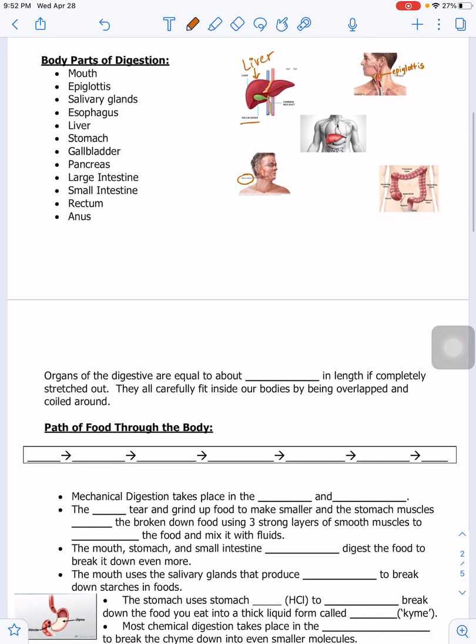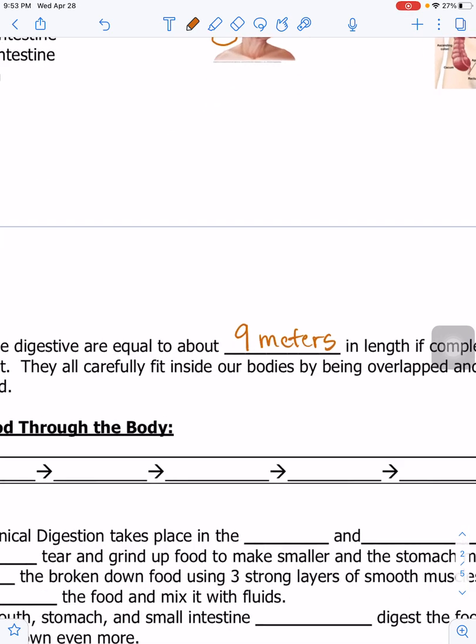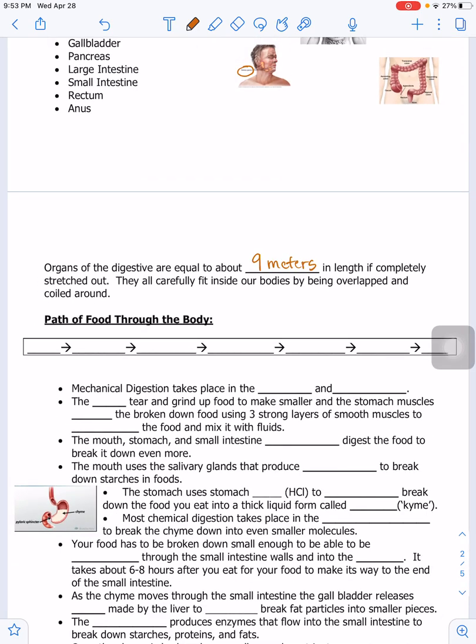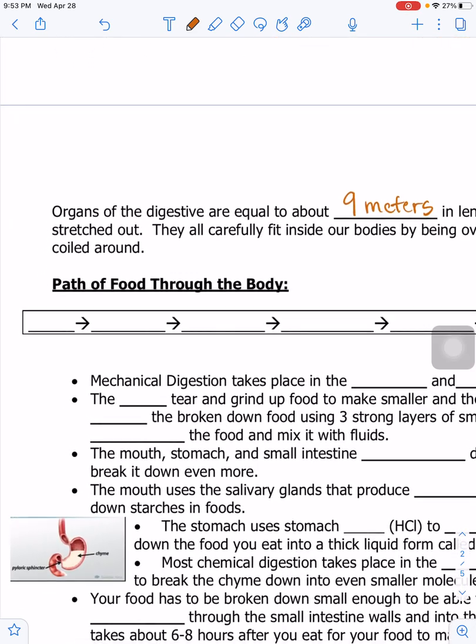Okay, next thing. The organs of the digestive system are equal to about 9 meters in length, if it was completely stretched out. So 9 meters, I looked it up earlier. It was about 27 feet. In America we think feet, so just to give you an idea, 27 feet, if it's completely stretched out. The reason it can fit all into our bodies is because it overlaps. Things are layered upon layer, and it's coiled around, all stuffed inside the body, neatly packed.